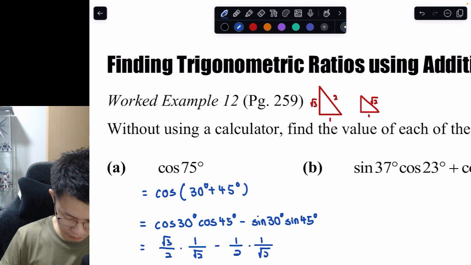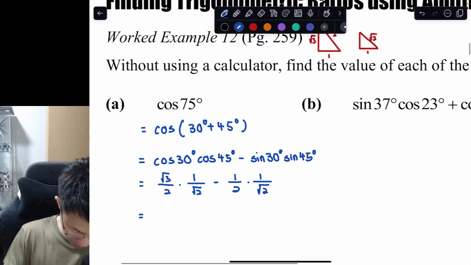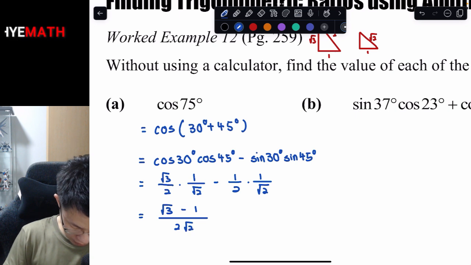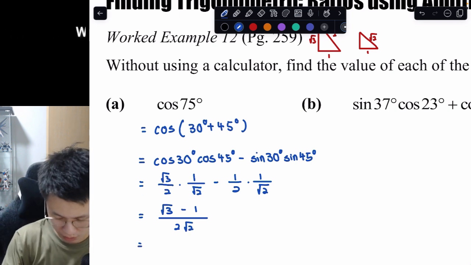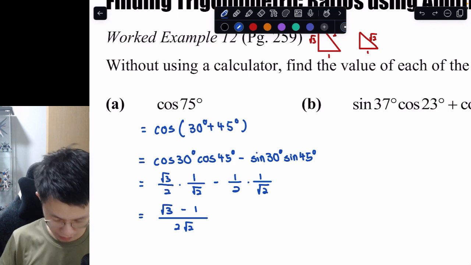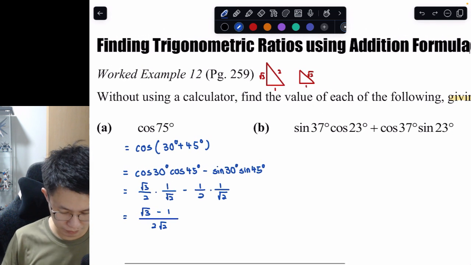Not much difference here. So from here we just need to simplify. It might be a little bit tedious, but we have square root 3 minus 1 divided by 2 times square root 2. I'm going to just multiply. It's okay, I'm just going to leave it this way. So that's how you actually solve this question.